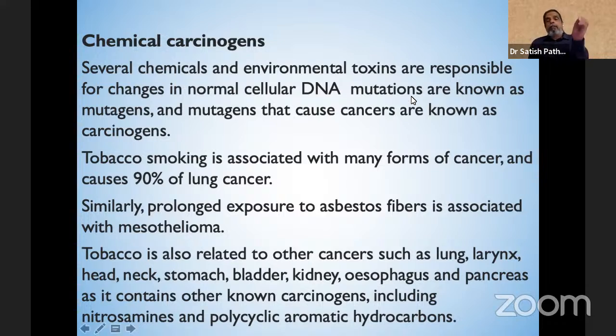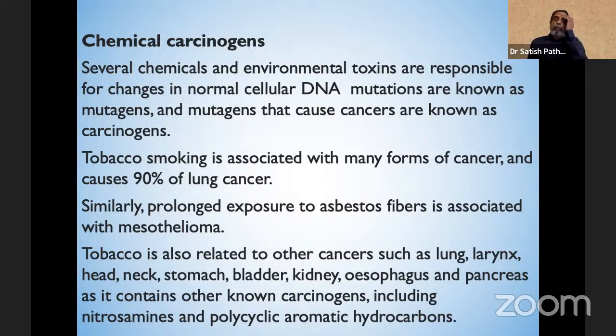So the chemical which can cause mutation of the cell is called a carcinogen. So some of these are carcinogens. These are seen, like in tobacco smoking, associated with many forms of cancer, causes 90% of lung cancer. Similarly, prolonged exposure to asbestos fibers is associated with mesothelioma.